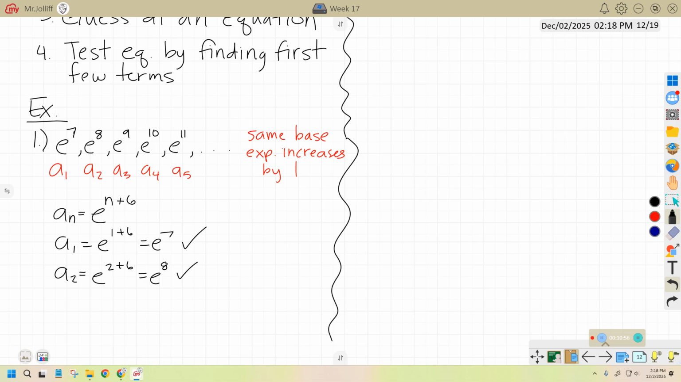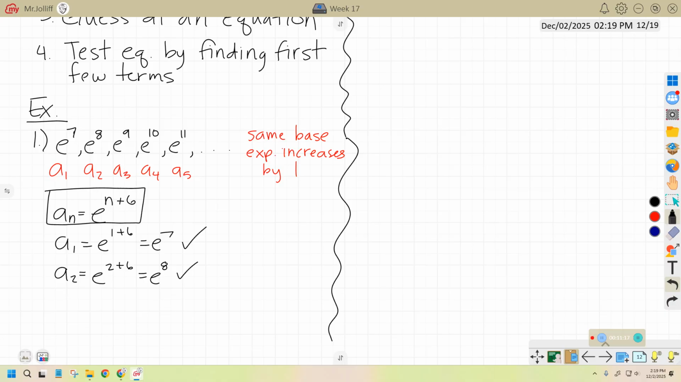Right? Because at A5, 5 plus 6 is 11, and I should have e to the 11. That checks out. Yeah. Good. If it didn't work for those terms we checked, we go back to the drawing board. We remove the plus 6 and we try something else. So some of this is going to be guess and check, right?